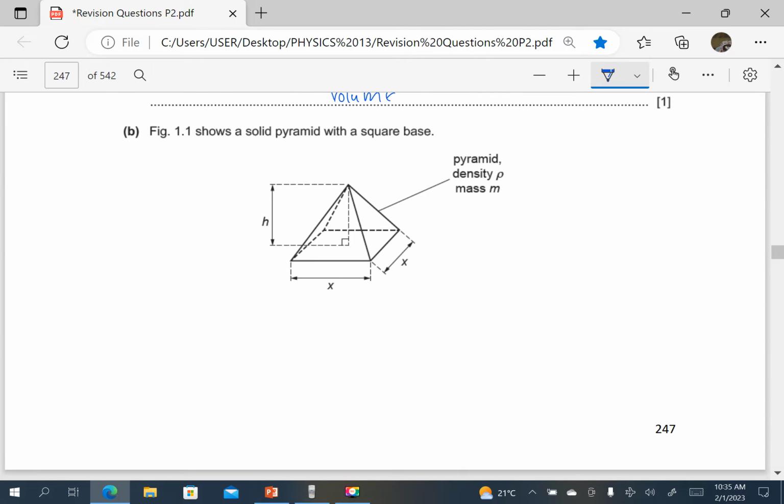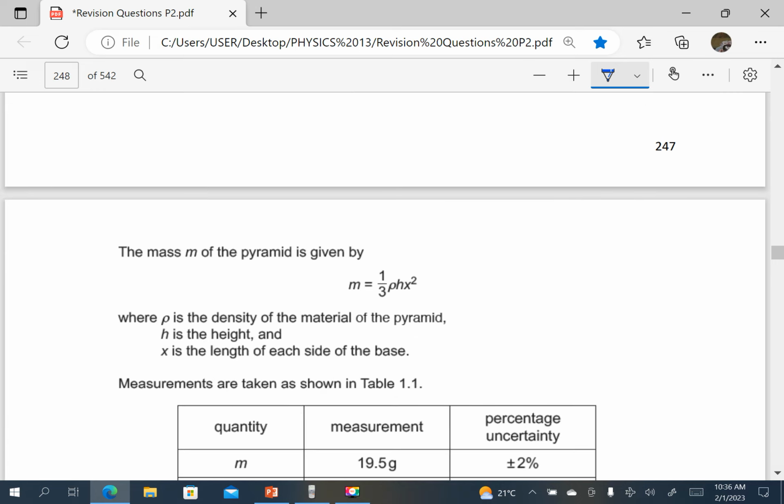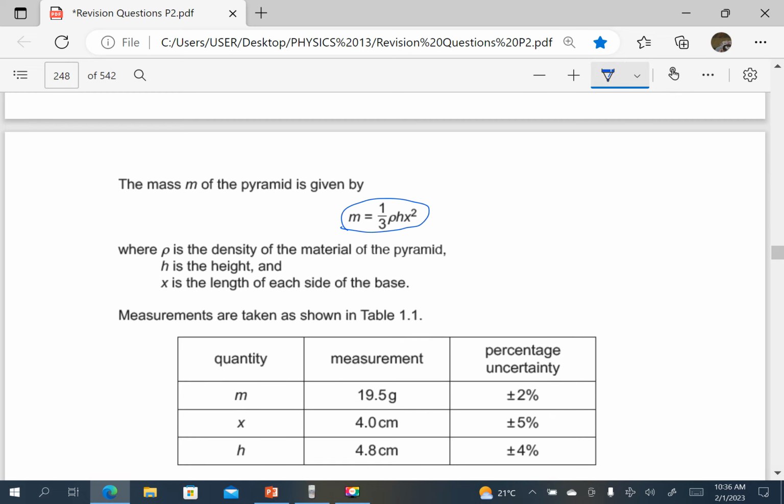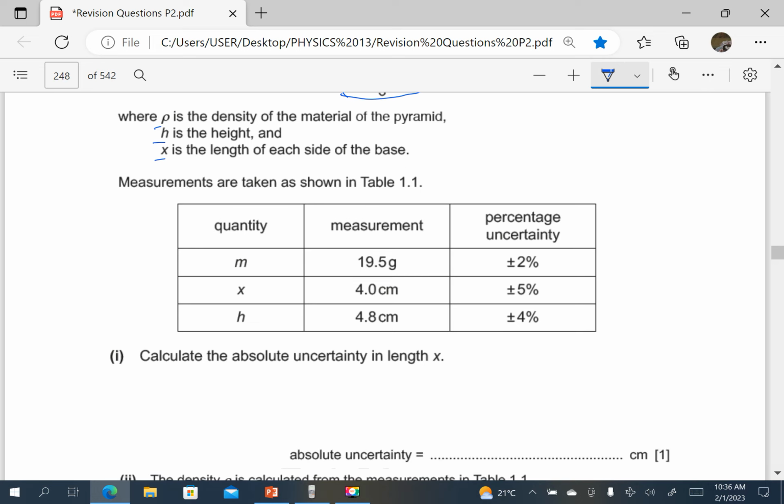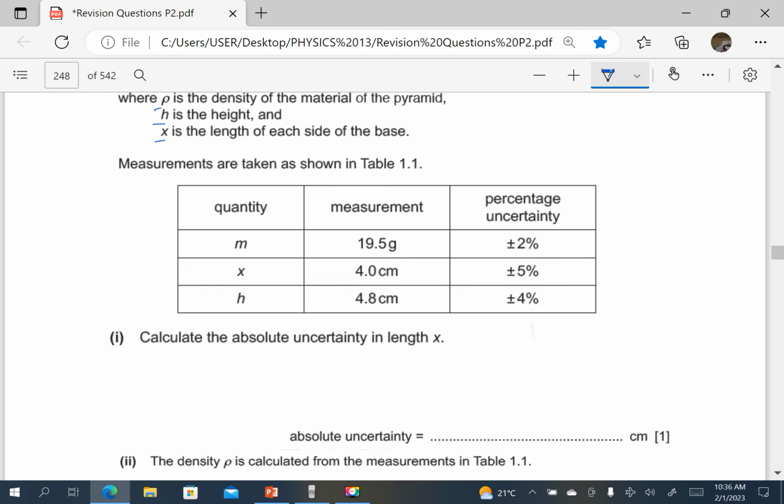The figure shows a pyramid with a square base. So this is a square base. That means the cross-sectional area is x times x, which is x squared. The mass of the pyramid is given by this expression here. We must have answered this question in uncertainties or in physical quantities and units, but we shall just repeat it for completeness. Rho is density, h is height, x is length. Measurements are taken as shown in the table. They've given us quantities m, x, and h. They are measurements and their percentage uncertainties.